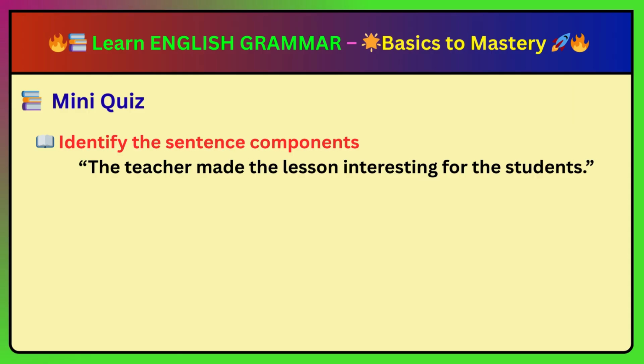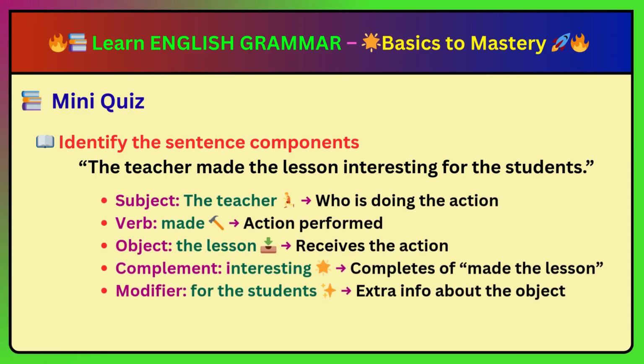Okay, let's reveal the answers. Subject, the teacher, because she is doing the action. Verb, made. This is the action performed by the subject. Object, the lesson. It receives the action from the subject. Complement, interesting. It completes the meaning of the verb and object. Modifier, for the students. It adds extra information about the object. Did you get them all right?